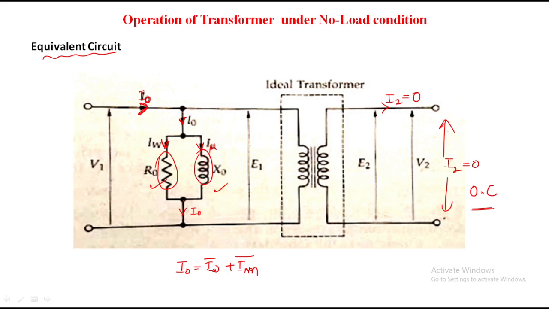That's why these two are connected in parallel. Why not in series? Because if these two are connected in series, there is no path for the flow of current, because the secondary is open circuited. That's why, in order to complete the loop, these two are connected in parallel. That is the important reason for that.